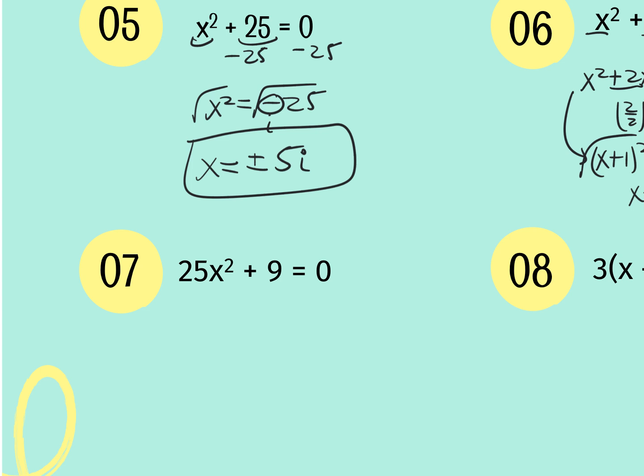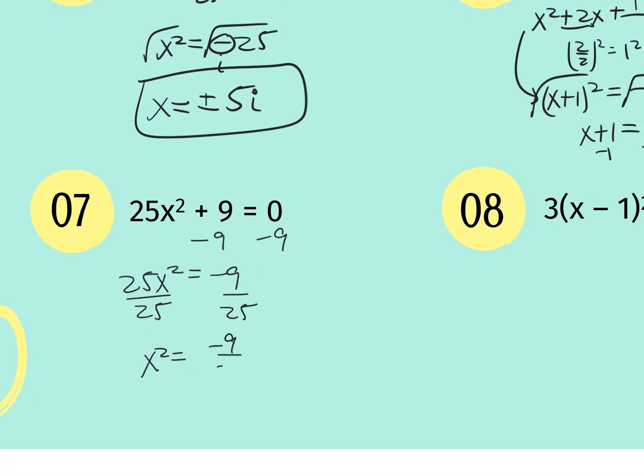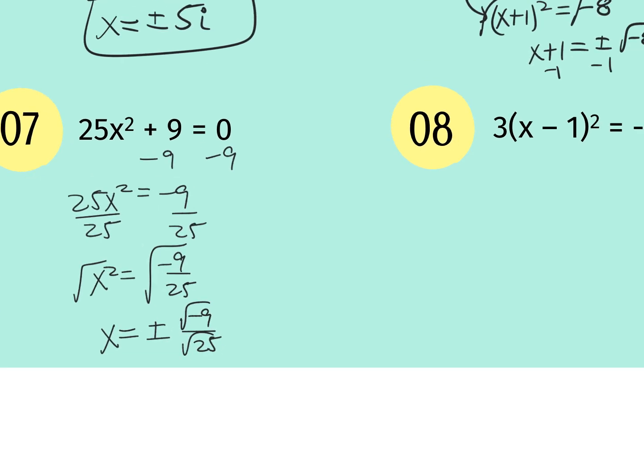All right, so for this next one, we can do the same thing, right? I'm going to subtract 9 on both sides. 25x squared equals negative 9. All right, and then it looks like I can solve by square rooting, right? So I'm going to divide by 25, get that x squared by itself. And so I get x squared equals negative 9 over 25. Square root both sides, and so I get x equals plus minus. I can square root the top, square root the bottom, right? You're always allowed to do that with square roots. All right, and the square root of negative 9 is going to get you 3i. So I get plus minus 3i over the square root of 25, which is 5. All right, so we get that as our final answer.